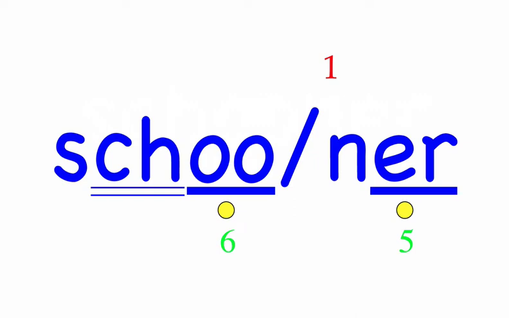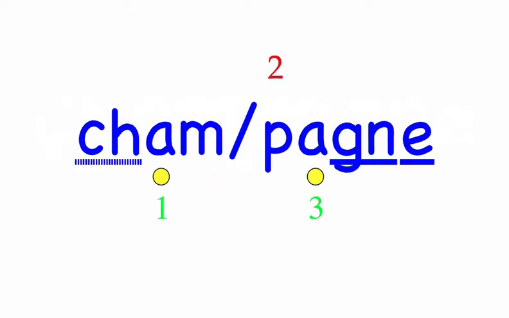Champagne. They toasted the new year with champagne. 2 syllables. First syllable, sham, 3 sounds. Sh, a, m. Pain, 3 sounds. P, a, n. Champagne. Mark the word.